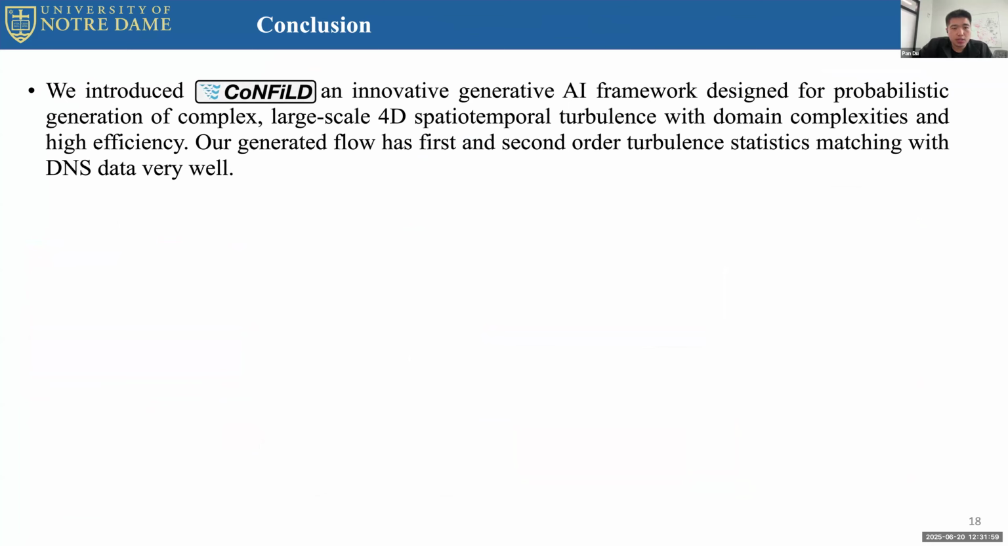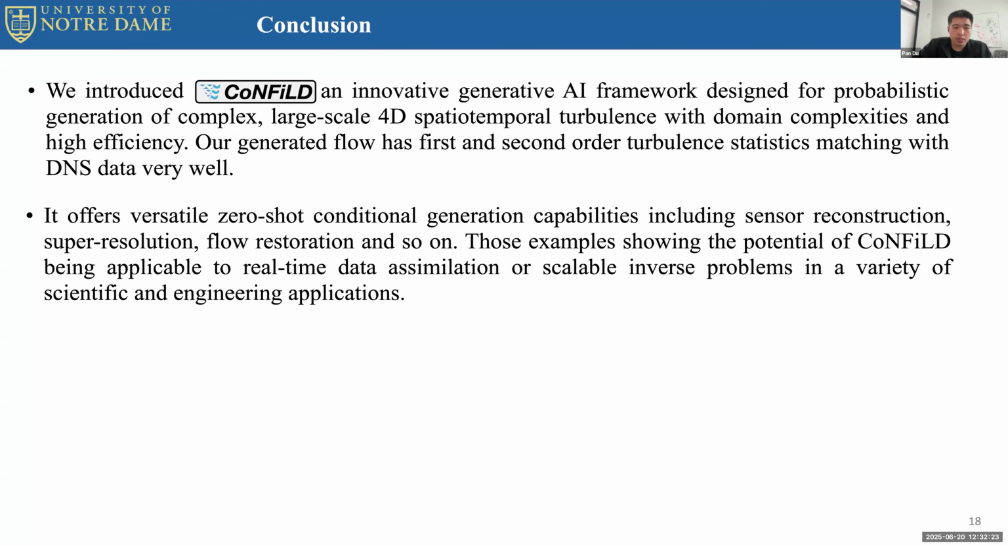Just to conclude, we introduced a conditional neural field latent diffusion model to learn the underlying probabilistic distribution of 4D flow turbulence. And our generated flow has first order and second order metrics matching very well with the DNS data. Also, our CoNFiLD model offers versatile zero-shot conditional generation capabilities, and those applications include sensor reconstruction, super resolution, flow restoration, and so on.